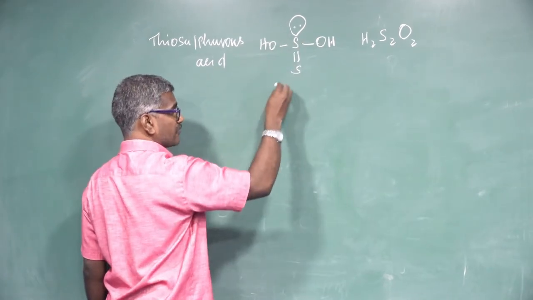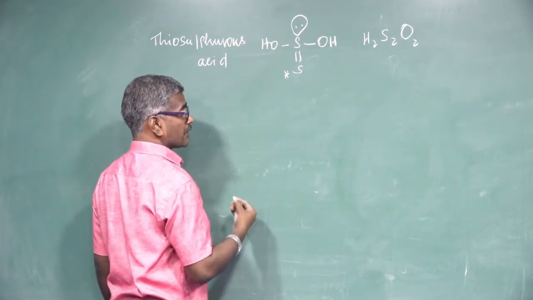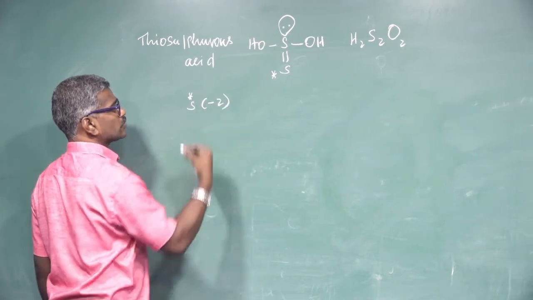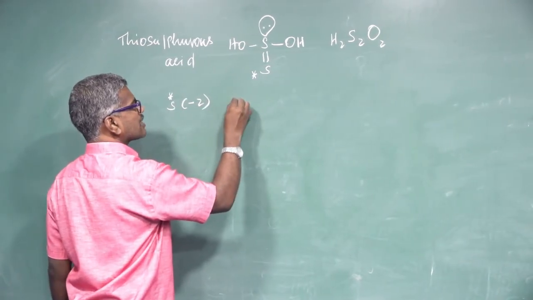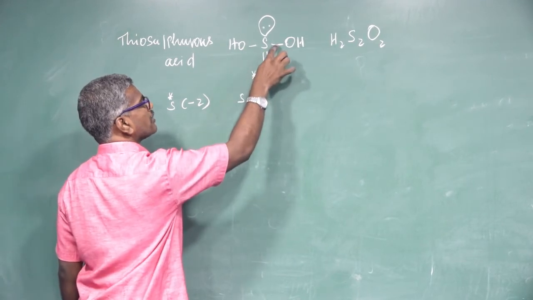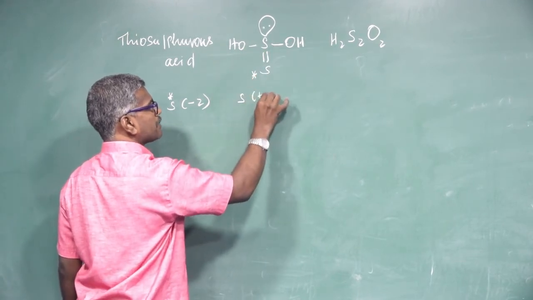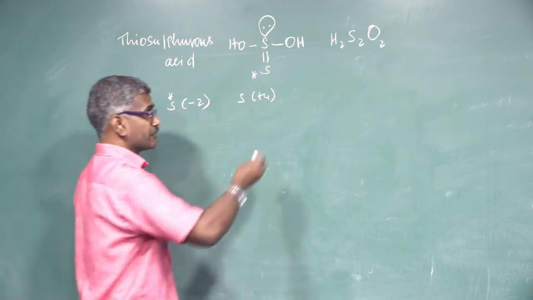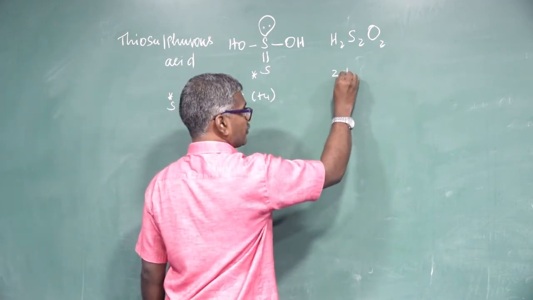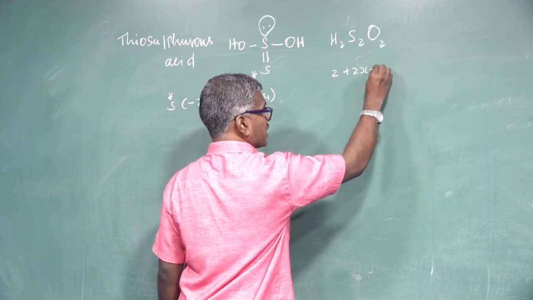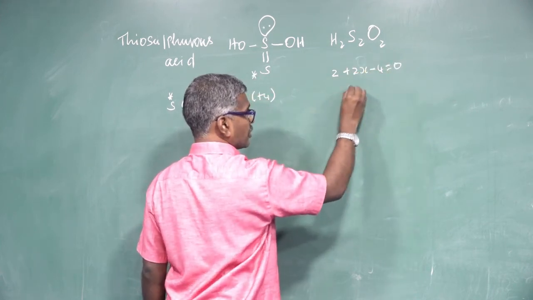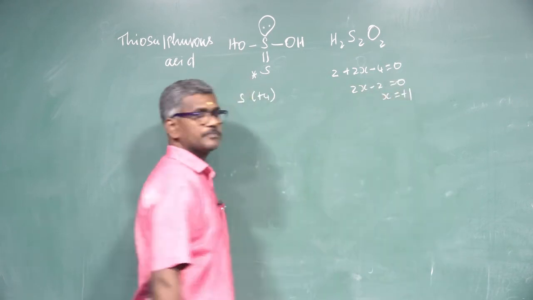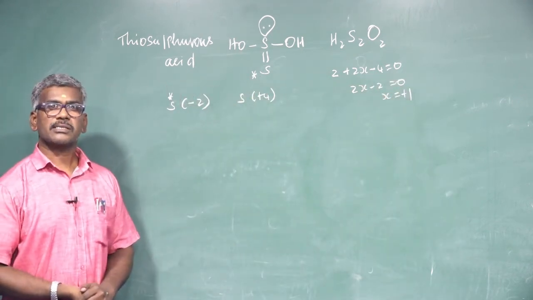These are different sulfurs. That is an S star. Here, sulfur star oxidation state is -2. This sulfur oxidation state: 1, 2, 3, 4, that is +4. How to find out the overall oxidation state? 2x - 4 = 0, 2x - 2 = 0, x = +1.